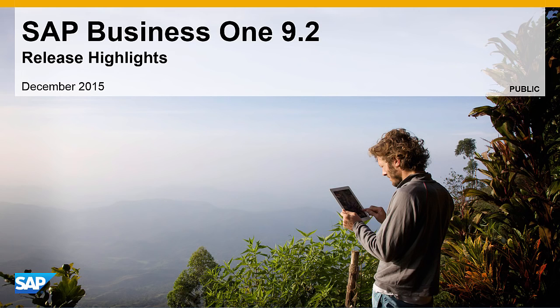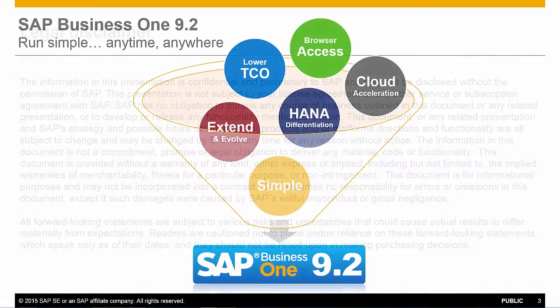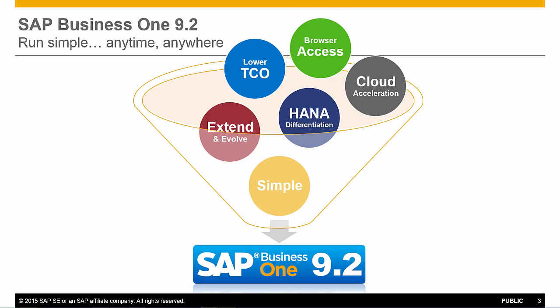Welcome to the release highlights for SAP Business One 9.2. With SAP Business One 9.2, you can run your business simply, anytime, anywhere. Introducing SAP Business One Browser Access, simple remote access for on-premise customers, ultimately lowering the overall total cost of ownership. By accelerating transition to the cloud, we have opened up to new market segments.